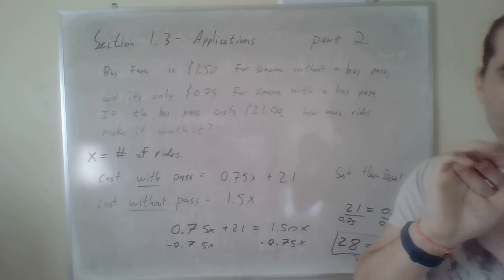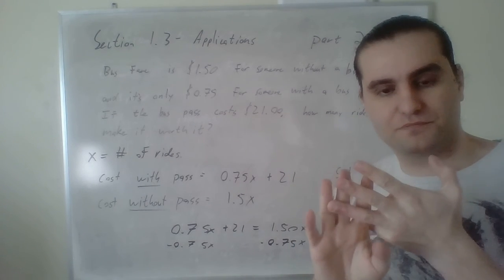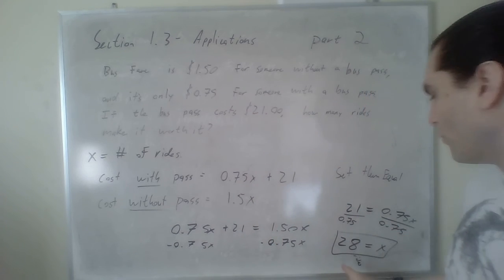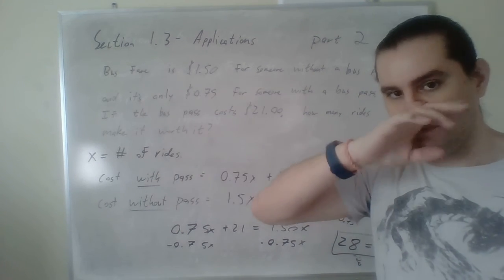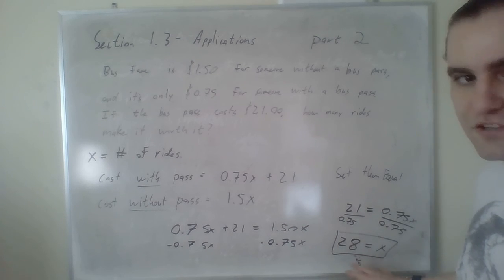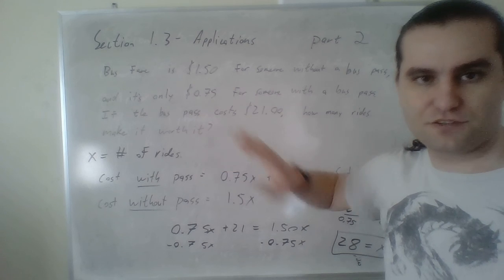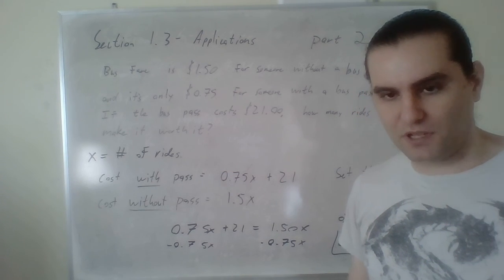Determine your relationships. Create an equation that you can solve. And then once you have solved your equation, interpret your solution with respect to the original problem. So make sure that your solution to the equation you created is actually answering the question that is being asked in the story problem. Those are the steps.